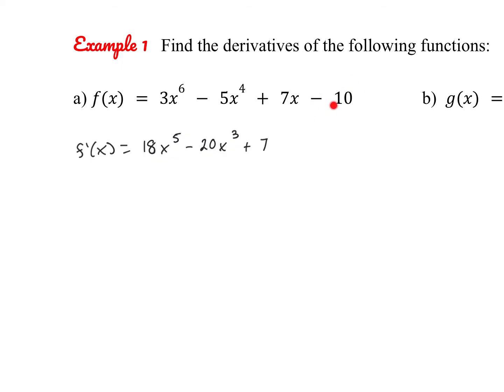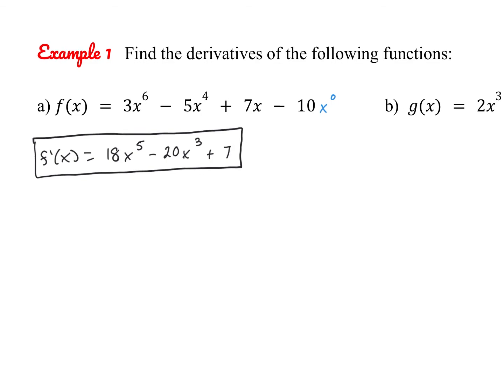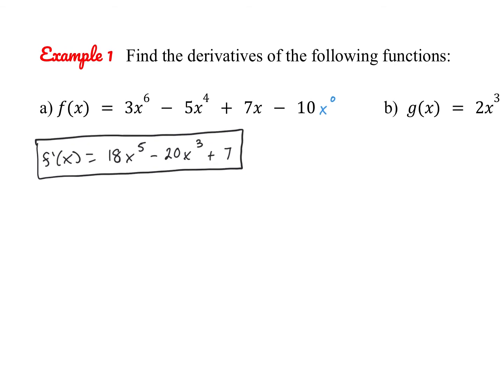And then here you can imagine this, if it helps, as x to the power of 0. So if you take the exponent of 0 and you multiply it to the constant, this term just becomes 0. So we no longer have that fourth term. And this is our derivative. So much quicker and easier than using that limit process that we did last unit.